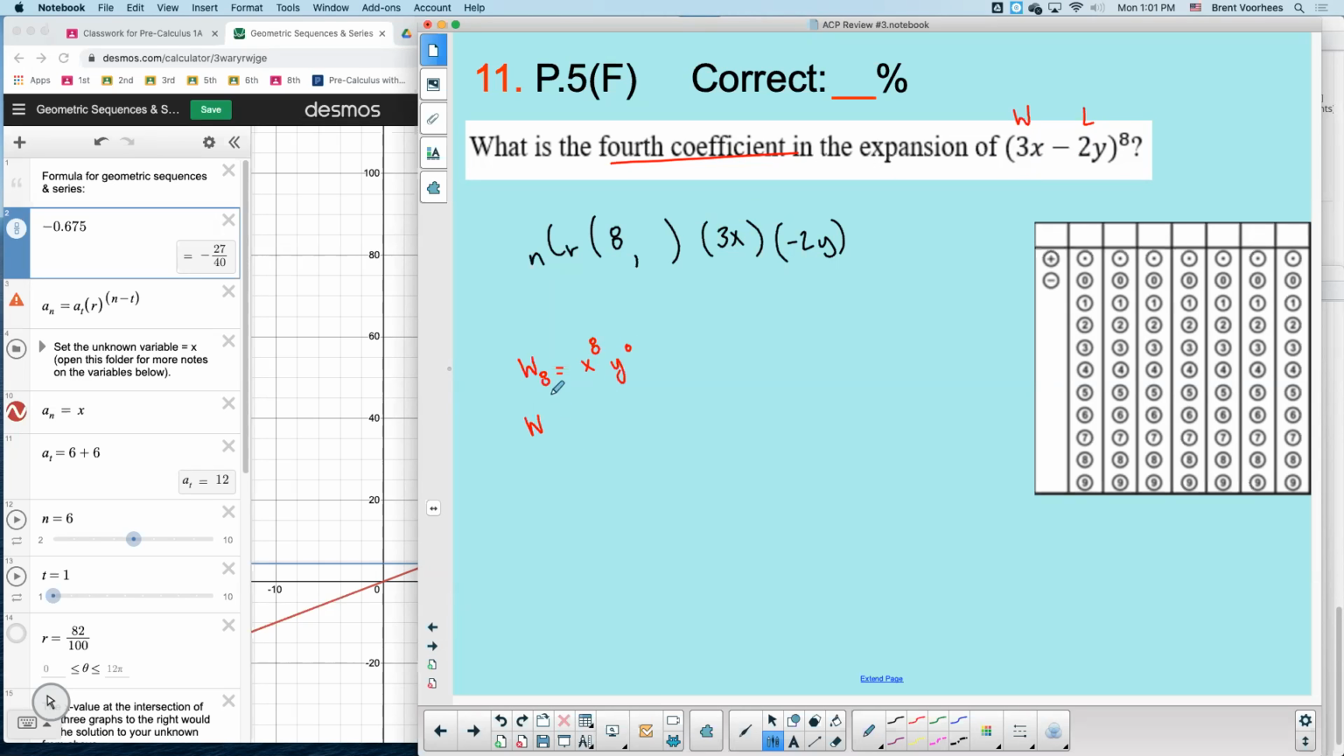The second best scenario, so I'll say win 8, lose 0, is to win 7 and lose 1, which would be represented by x to the 7th power, y to the 1st. This would be the second term. So this is the first term. This is the second term. We want the fourth term. The next best would be win 6, lose 2. The fourth best would be to win 5, lose 3, meaning you have x to the 5th power, y to the 3rd power. And so that's what these powers are here. That's a 5. That's a 3. This will give me the fourth term.